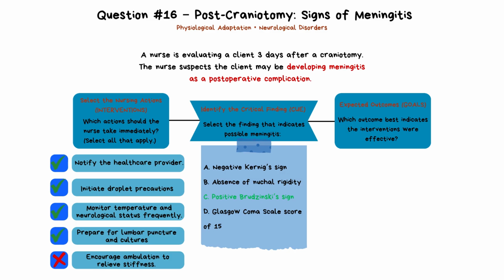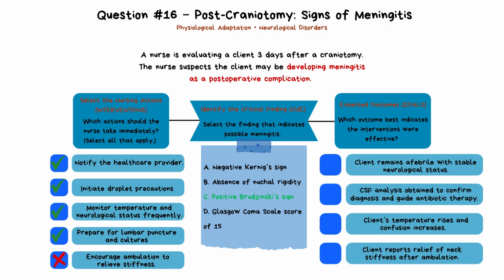Step 3. Expected outcomes. Finally, which outcomes tell you that your interventions worked? Let's look at the possibilities. Option 1. The client remains afebrile with stable neurological status. Option 2. Cerebrospinal fluid analysis is obtained to confirm diagnosis and guide antibiotics. Option 3. The client's temperature rises and confusion increases. Option 4. The client reports relief of neck stiffness after ambulation. Pause and think. Which of these reflect improvement rather than decline?